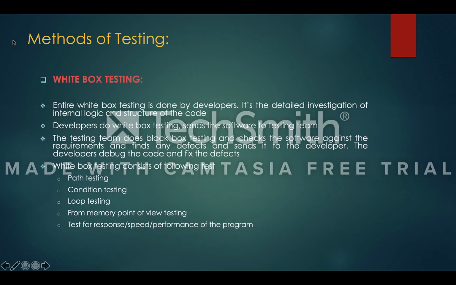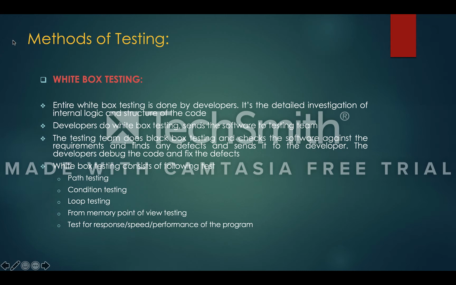Next, we have the methods of testing. So here we basically have two types. One is white box testing and the other one is black box testing. White box testing is done by developers, and it is the detailed investigation of the internal logic and the structure of the code. And black box testing is done by our testers, and they do not have access to the source code while checking.